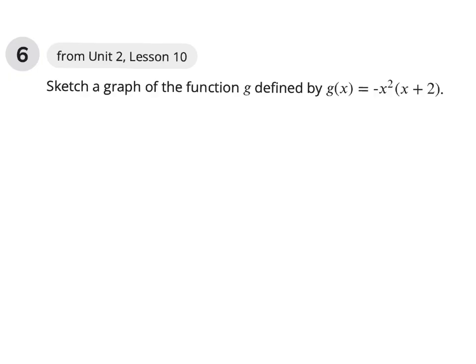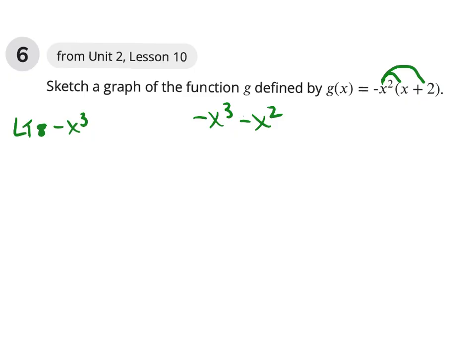Okay, so what I'm going to do here is I'm going to spend a little bit more time explaining this one. What I'm going to do is distribute these terms. So I get negative x cubed, minus x squared. Okay, so now I have it in standard form, not factored form. So my leading term is negative x cubed. That tells me it starts high and ends low.